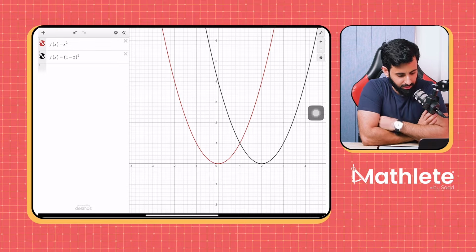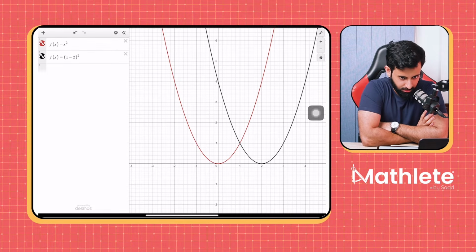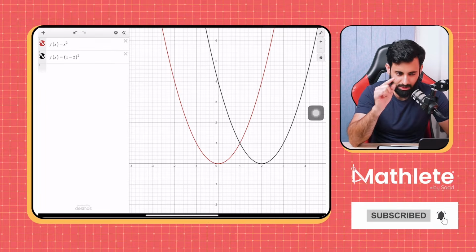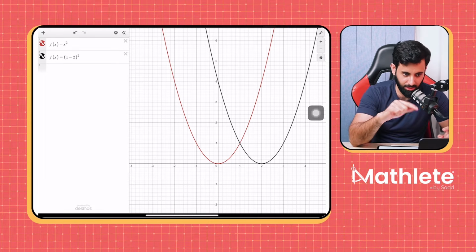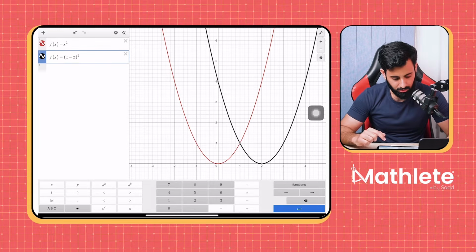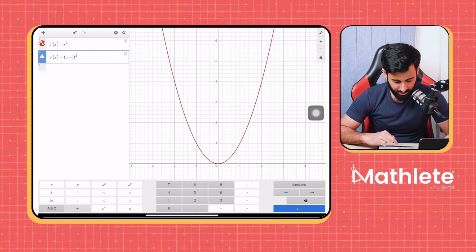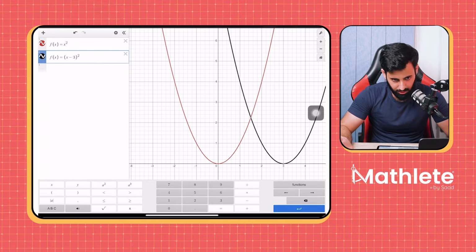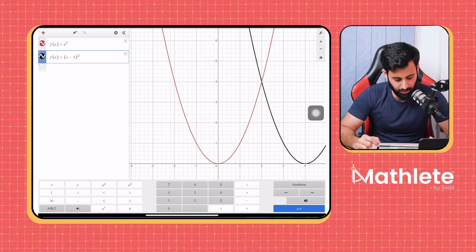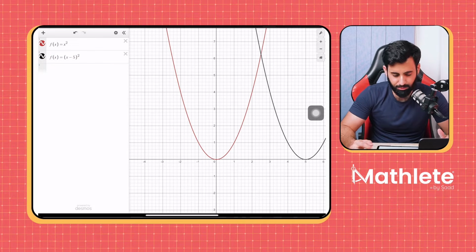So what we have done is, in horizontal translation, we have subtracted something from x. Now observe the 2 and tell me what's happened. It's moved 2 units to the right. So when we subtracted 2 from x, the graph has now moved 2 units towards the right. Following the same pattern, if I subtract 3, it's going to move 3 units to the right. If I subtract 4, it's going to move 4 units towards the right. If I subtract 5, it's going to move 5 units towards the right.